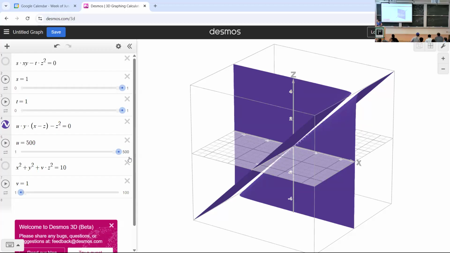Okay, so now I want to make this go away. How do I do that?